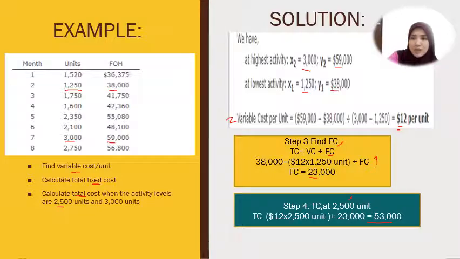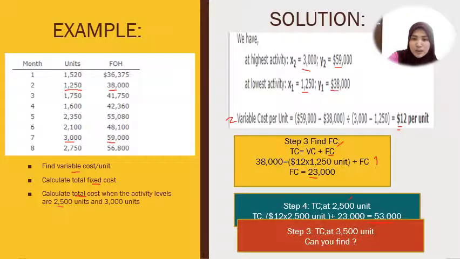So can you find out for me the step number 3 or step number 4 here actually? So step number 4, the total cost is 3,500 units. So you can test your understanding. Any problem, you can ask me.